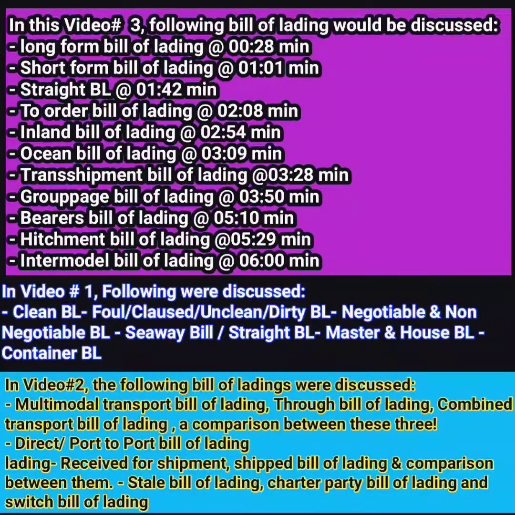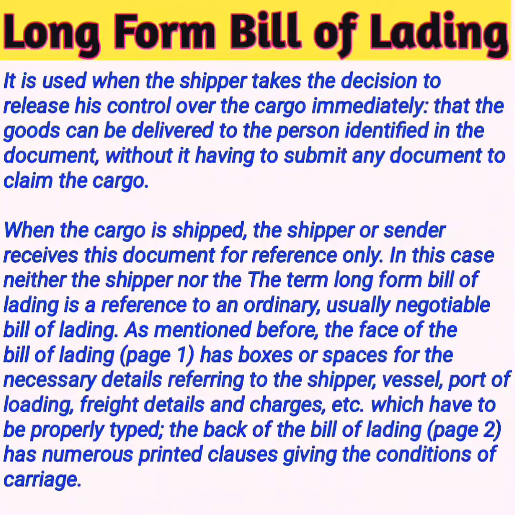So let's get started. Long form bill of lading. The term long form bill of lading is a reference to an ordinary, usually negotiable bill of lading. As mentioned before, the face of the bill of lading, page 1, has boxes or spaces for necessary details referring to the shipper, vessel, port of loading, freight detail, and charges, etc., which have to be properly typed. And the back of the bill of lading, page 2, has numerous printed clauses giving the conditions of carriage.